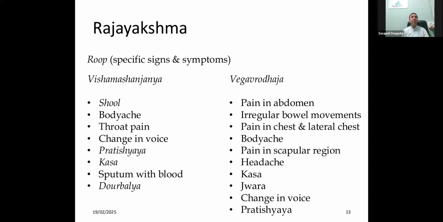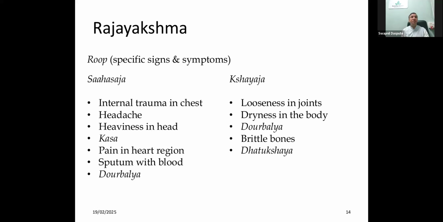Okay, so with pratiloma gati, change in voice you will see majorly in Rajakshma, as the Udana Vayu and the Prana Vayu both are affected. We saw in the first slide itself that we see a lot of signs and symptoms related to Pranavaha Srotas. Hence, you can see change in voice as one of the typical signs and symptoms in Rajakshma.